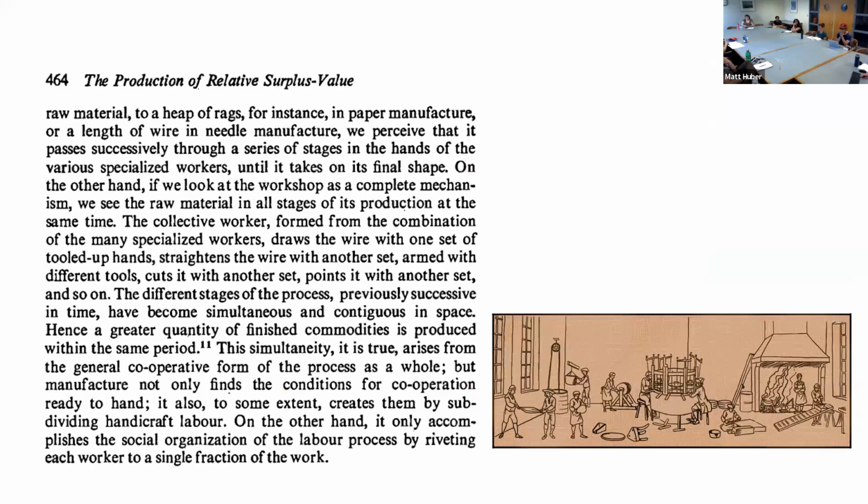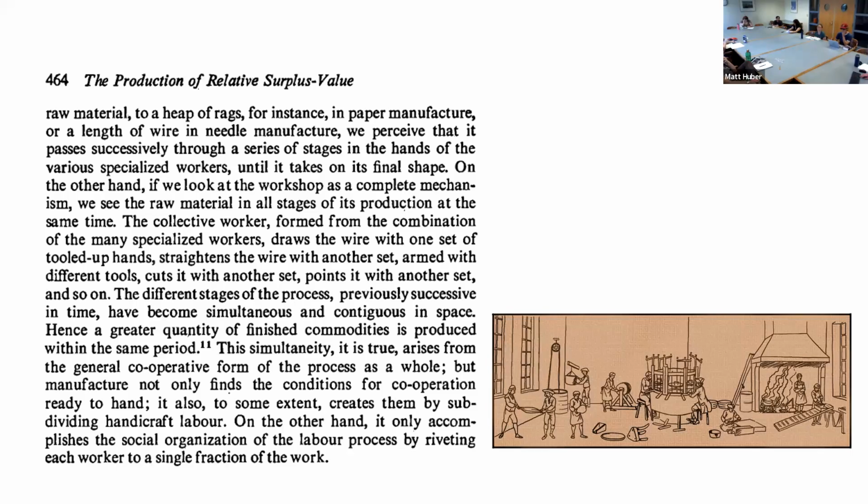The next thing is this is really like the ballet of production. I just found this passage on 464. If we look at this workshop as a complete mechanism, we see the raw material in all stages of production at the same time. The collective worker, formed from the combination, draws the wire with one set of tooled up hands, straightens the wire with another set, armed with different tools, cuts it with another set, points it with another set, and so on. The different stages of the process, previously successive in time, become simultaneously and contiguous in space. Hence a greater quantity of finished commodities produced within the same period. So he's talking about this dance of one stage to another, workers passing things and collectively doing this all as one single mechanism.